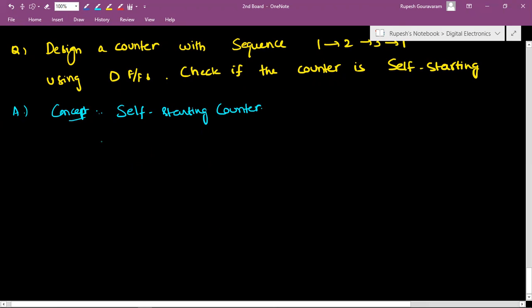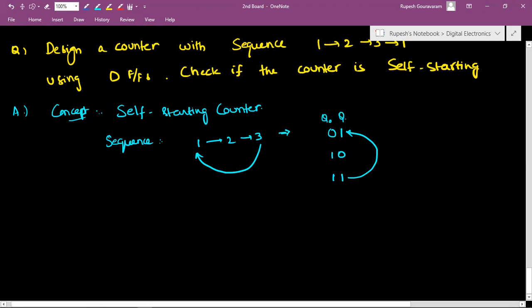So we need a sequence. The sequence given in the question is what? 1, then 2, then 3, and from 3 it again goes to 1 and it continues. That means if you represent it in the form of binary, 0 1, 1 0, 1 1, and again 0 1. So we got this value is Q naught. This value is, sorry, this is Q1. We are taking from the right hand side. So Q naught, then this will be Q1.